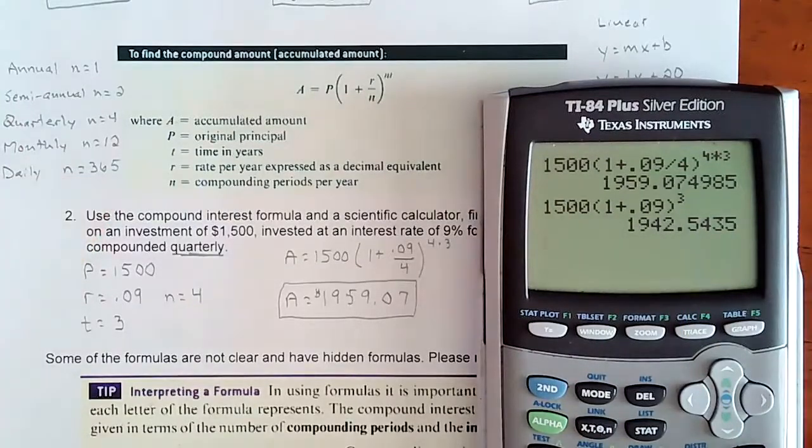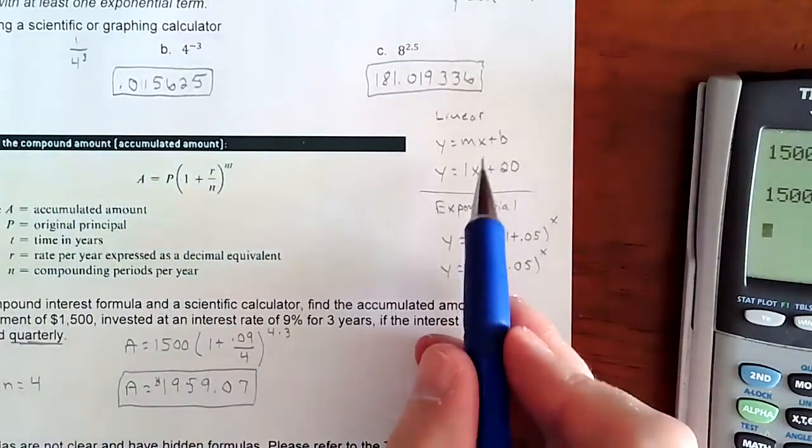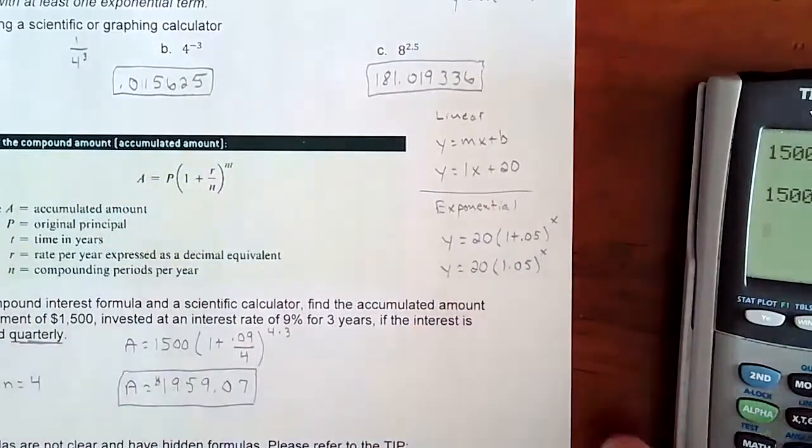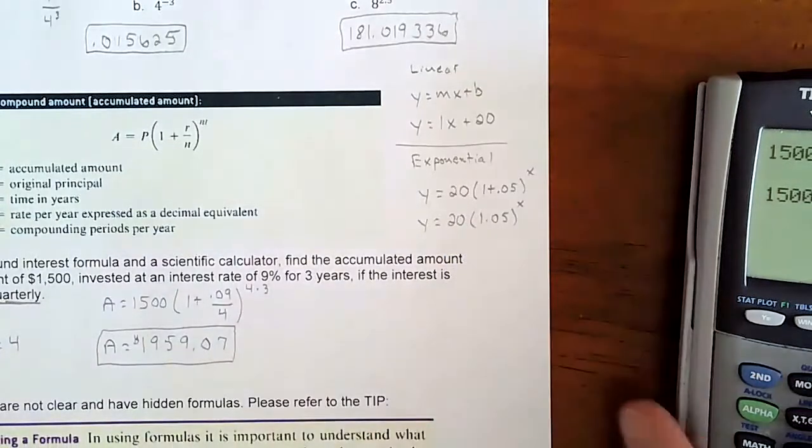Okay. So that's using the calculator and plugging it in. We have more examples, but that's kind of the basic idea of the difference between what a linear pattern is, which is an adding and subtracting pattern, versus an exponential, which is a multiplying kind of a pattern over and over and over again.